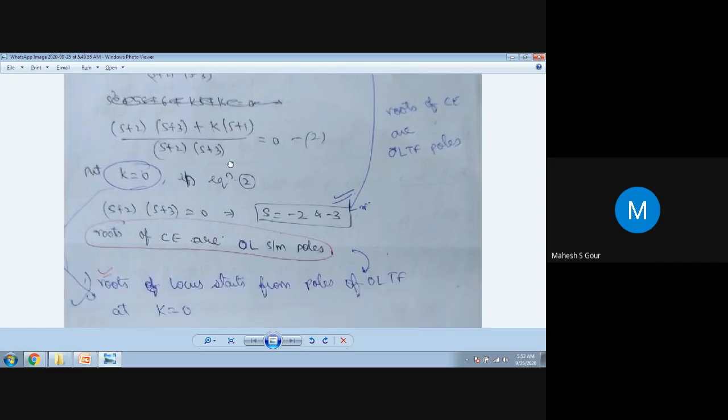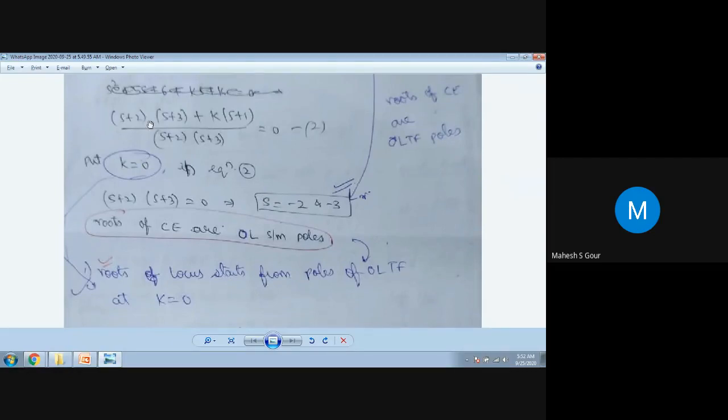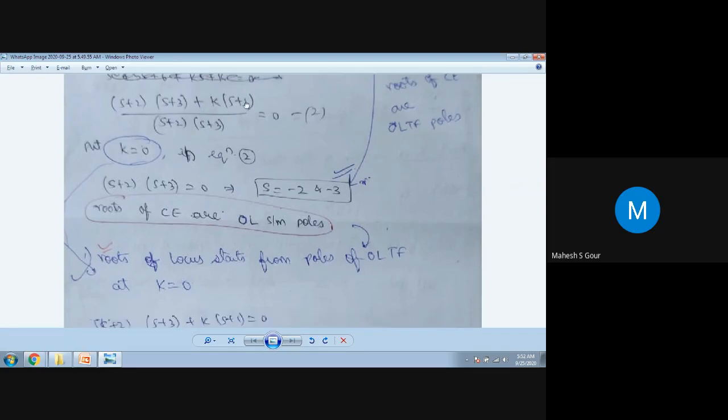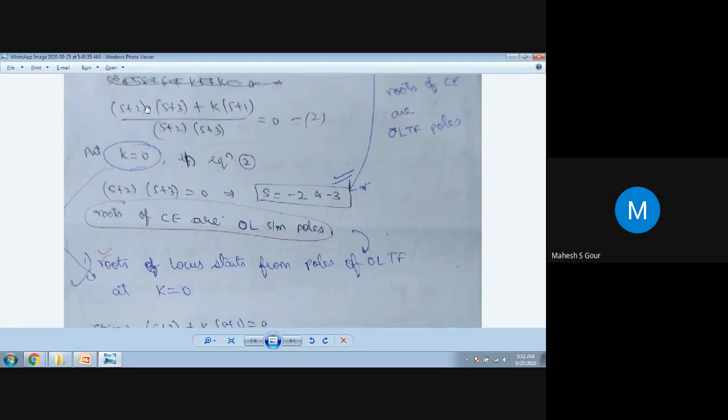First, you should know a little of the basics, right? The first thing I will do is put K as 0. In root locus, you are varying the gain from 0 to infinity, right? So K is the gain, and the first case is K equal to 0. When I put K as 0, this whole term will become 0, and I'll be left with S plus 2 into S plus 3 is equal to 0, right?